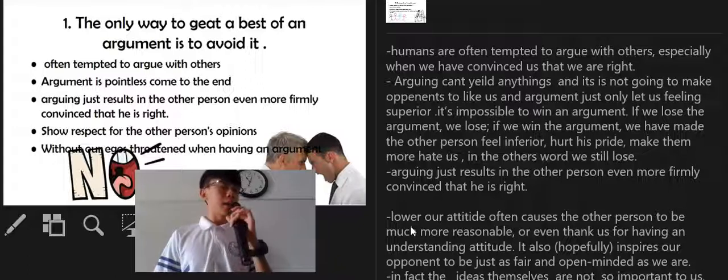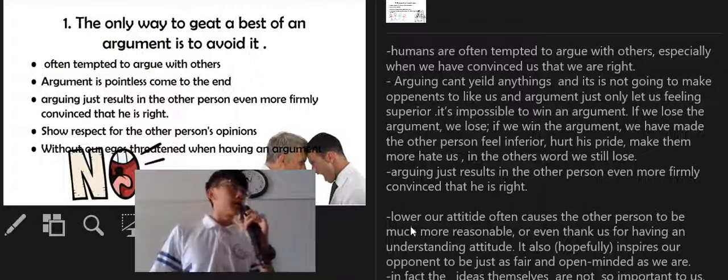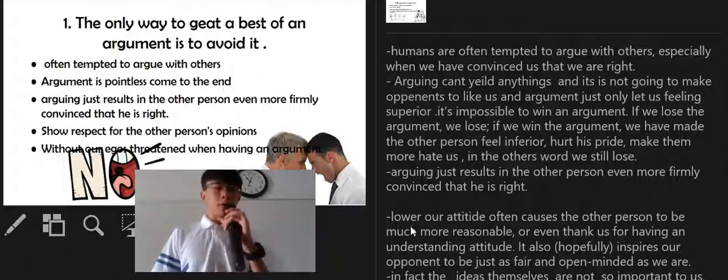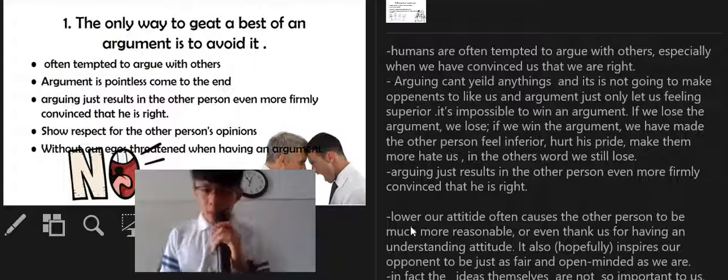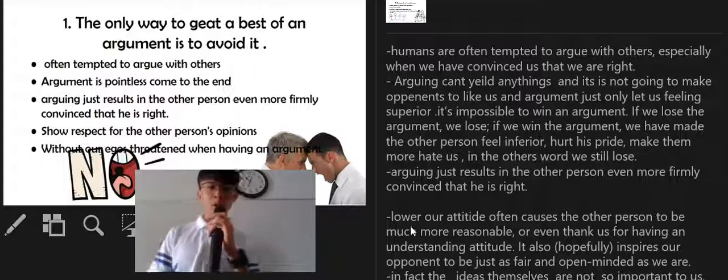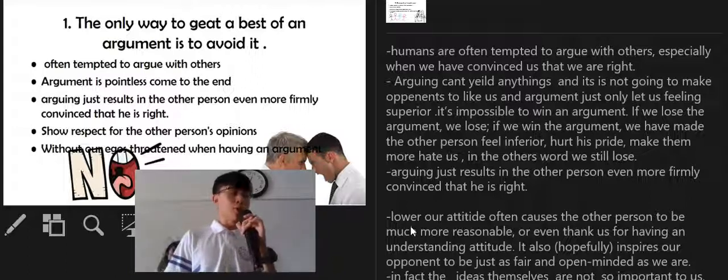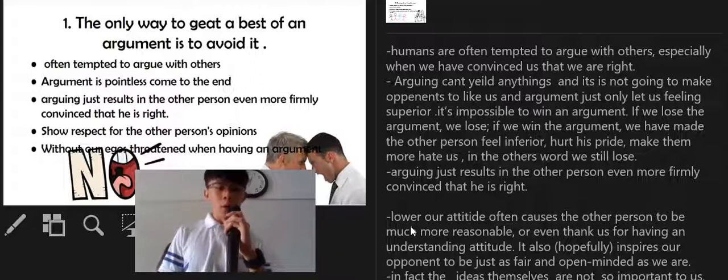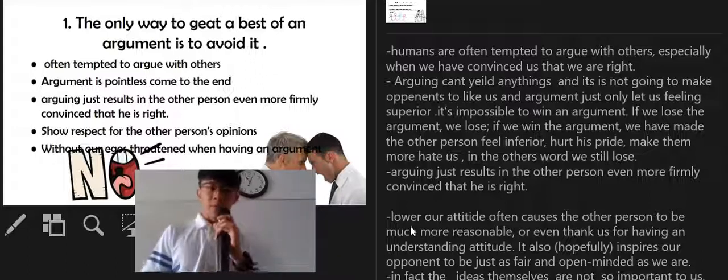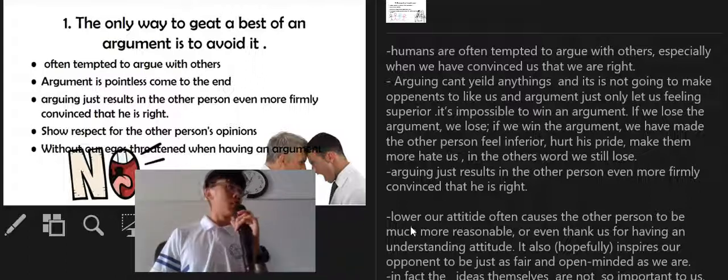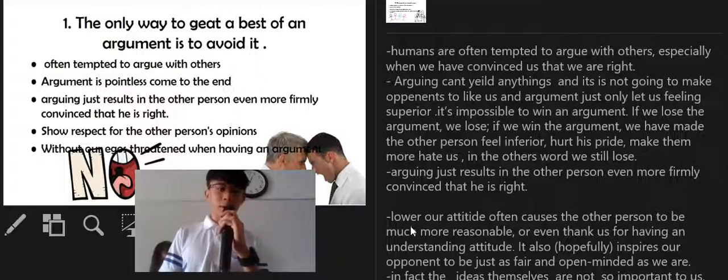Argument is pointless in the end. Arguing can't get us anything and is not going to make our opponent like us. And it is impossible to win an argument. If we lose the argument, we lose. If we win the argument, our opponent will feel inferior, hurt in their pride, and hate us more, and in other words, we will still lose.